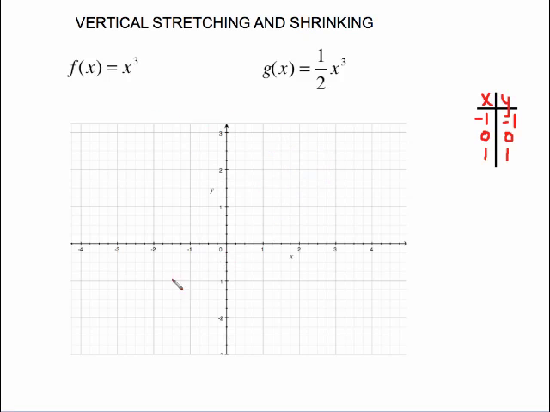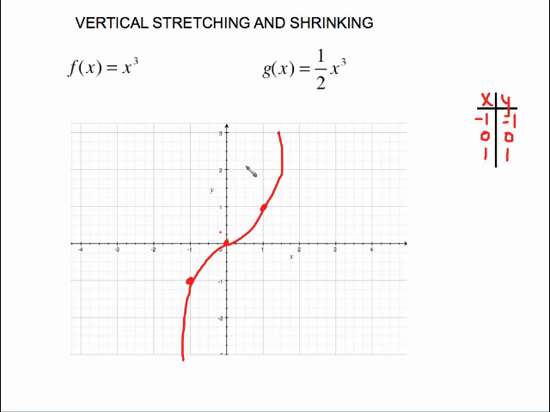X cubed we know is this little squiggly like this. To know exactly where it goes through, here's a couple points. Just chose these numbers, plug them in and cube them, and we get these: -1, -1, 0, 0, 1, 1. But you got to be careful. That looks like a line, and we know x cubed is not a line. What it does is squiggle right through here, which I'll just make an approximation and show you a better graph on the next screen.